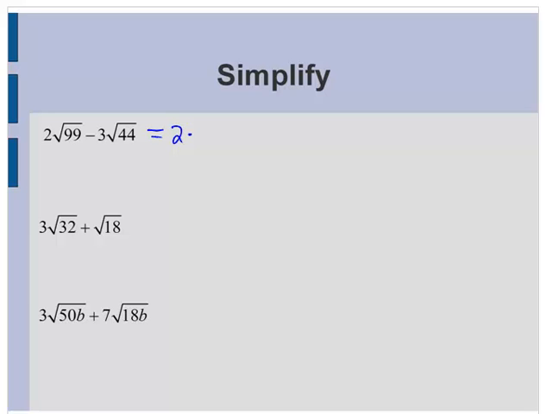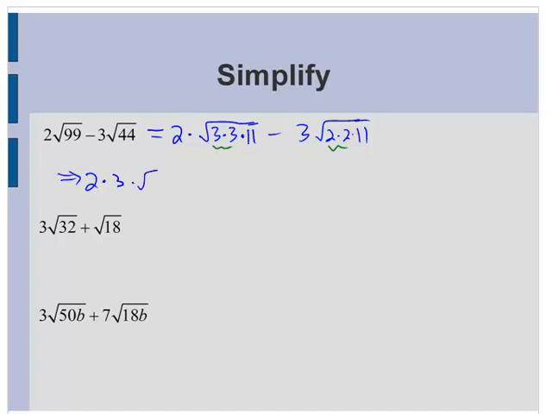So I have 2 times the square root of 99, which is 3 times 3 times 11. And then I have minus 3 times the square root of 44, which is 2 times 2 times 11. I see those pairs in each radical. So that would give me 2 times 3. And that shouldn't have been a 9 here. That should have been a times 11.